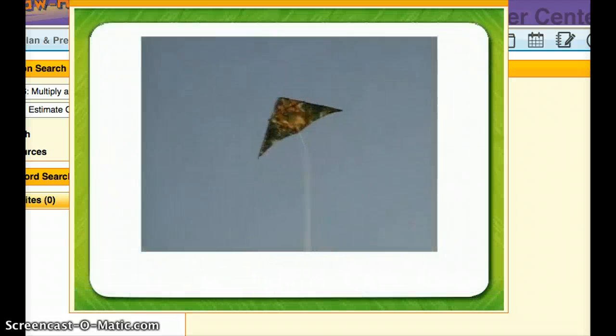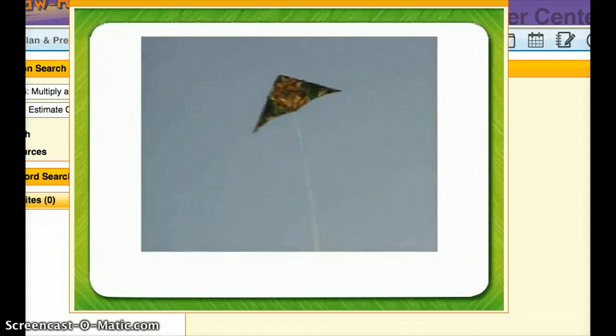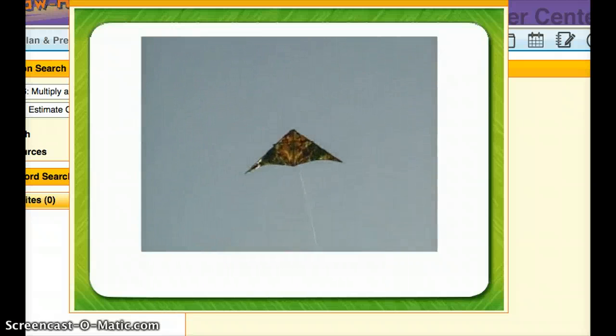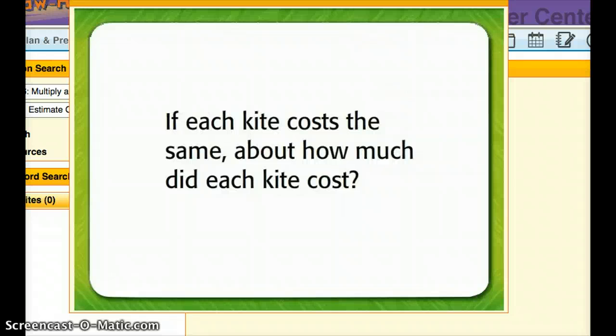Ms. Glover buys 2 kites for a total of $15.18. If each kite costs the same, about how much did each kite cost? Let's take a closer look at what we need to find. We need to find about how much each kite costs. Do we need an exact answer, or will an estimate answer the question? Yes, an estimate is what we need.